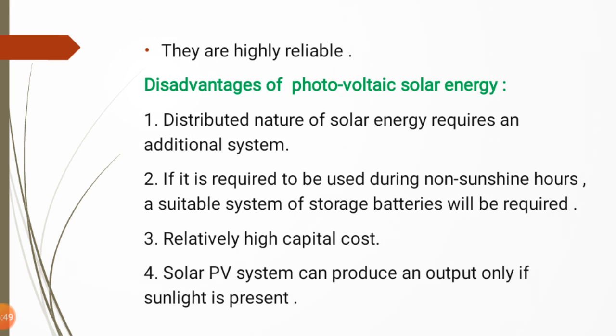Due to scattering phenomena, this diffuse radiation is scattered here and there. So the distributed nature of solar energy requires an additional system, that is the tracking system, to follow the sun path. This is one of the disadvantages, and this indirectly introduces the cost of the system.